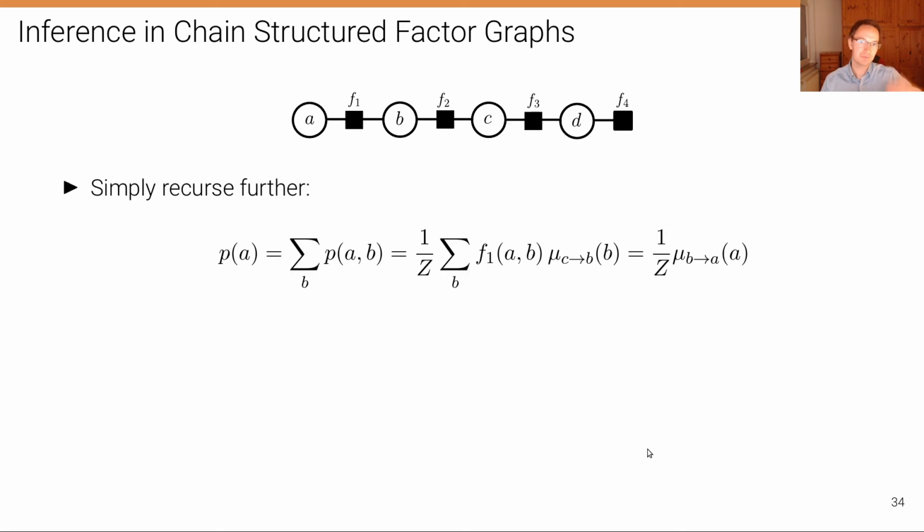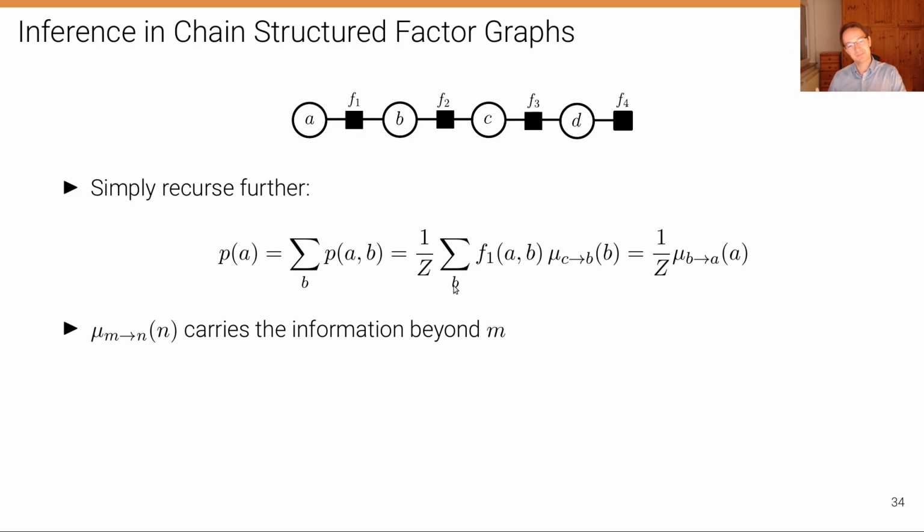And then we can simply recurse further. We can now compute the marginal of A by just summing over B. The sum over B cannot be pulled in further, as we can see here, because the first factor already depends on B as well. So this is directly giving us the result. We now have this expression here, which we can call a message sent from B to A, that is a function of only A because we have marginalized B.